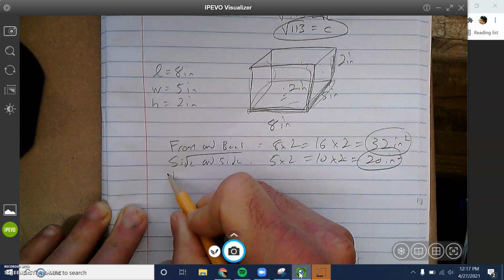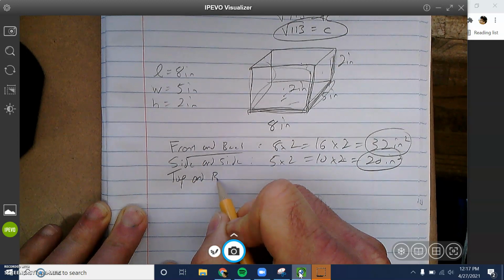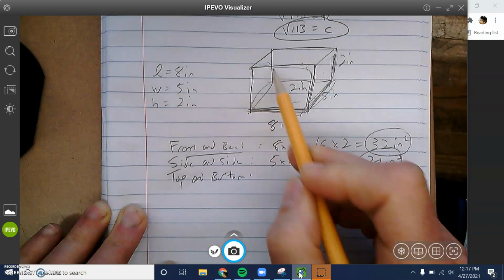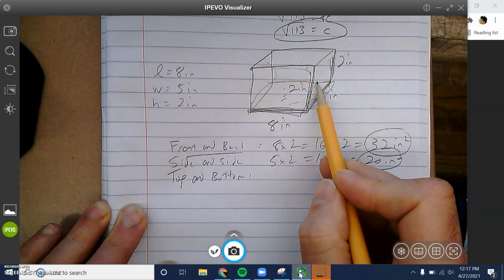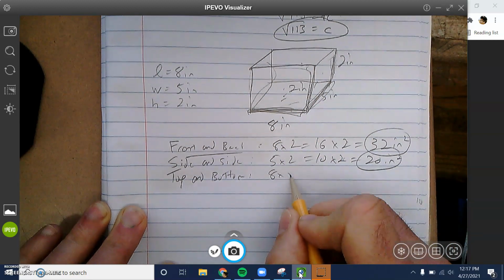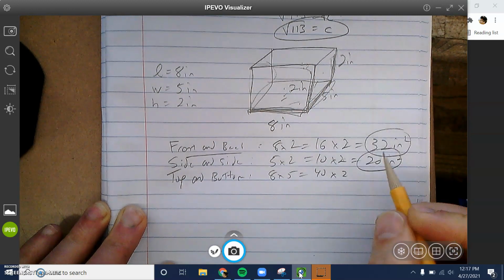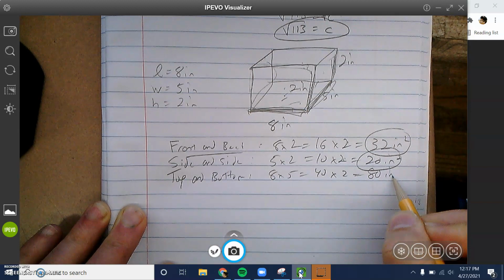What am I missing? Oh, yeah. Top and the bottom. So the bottom, I always go by that because that's what the numbers are. So 8 times 5, which is 40. Times 2, because we have a top and a bottom. So that's going to be 80 inches squared.